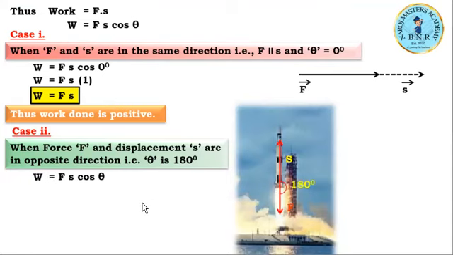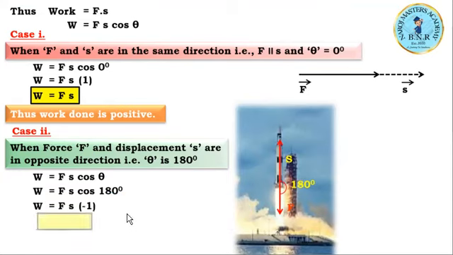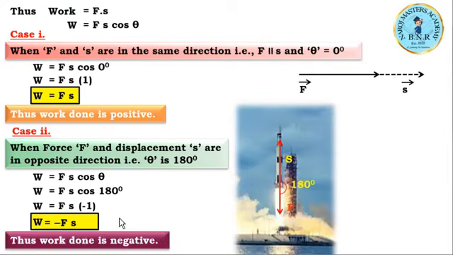So W is equal to Fs cos theta, that is Fs cos 180. Cos 180 degrees is also 1 in magnitude, but minus 1 here. So W is equal to Fs into minus 1, that is minus Fs. Thus work done is negative.